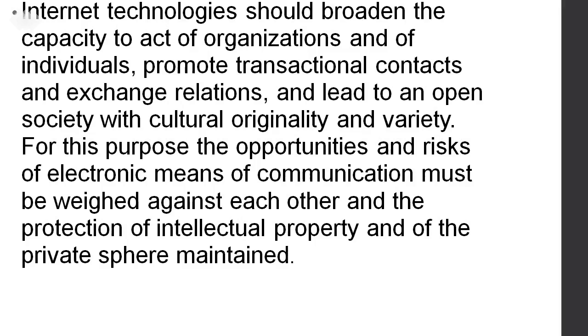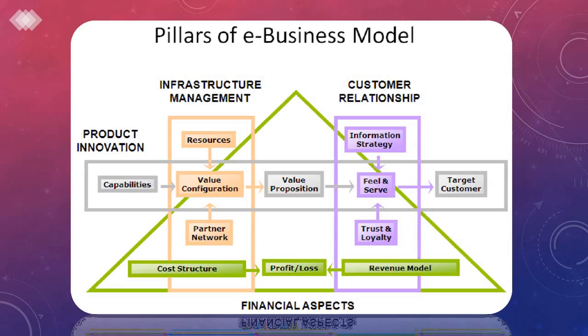For this purpose, the opportunities and risks of electronic means of communication must be weighed against each other, and the protection of intellectual property and of the private sphere maintained. So, you can easily understand with this paragraph how internet technology gives an opportunity and risk related to your businesses, by which they can communicate and how they can support their public and private sphere maintenance.